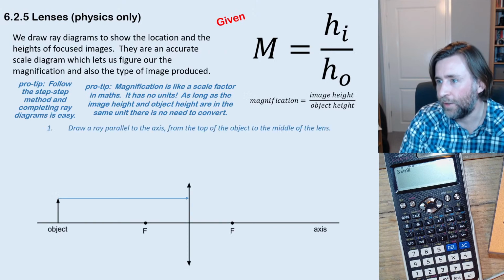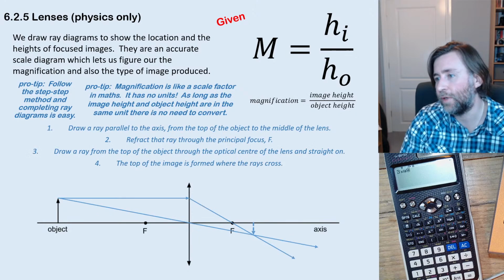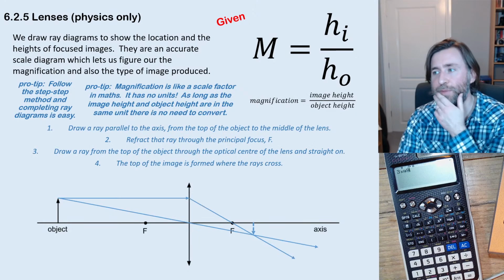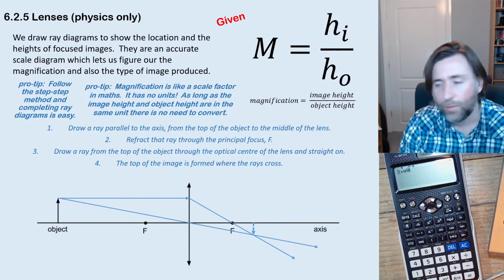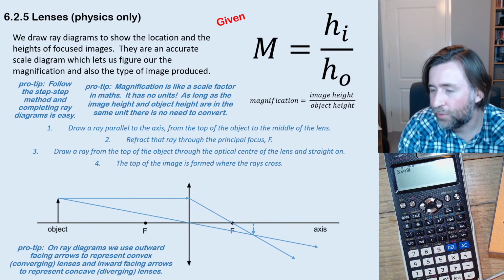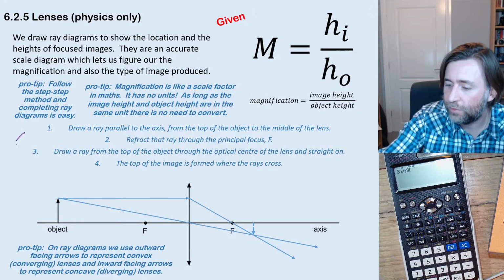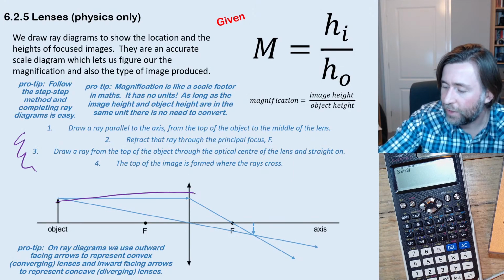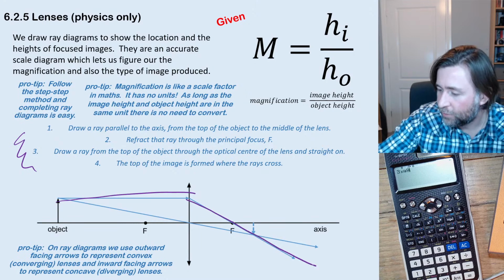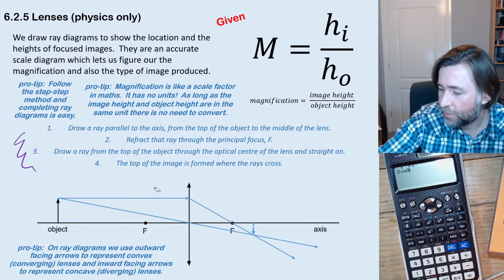Then lenses. I'm not going to go into all the ray diagrams, although I have really good ray diagram videos on my channel where I explain exactly how to do those. It's really straightforward if you just follow this step by step. Ray parallel to the axis, refract it through the principal focus, step 2, and then a ray from the top of the object all the way through the very center of the lens. And where they meet is the top of the image.